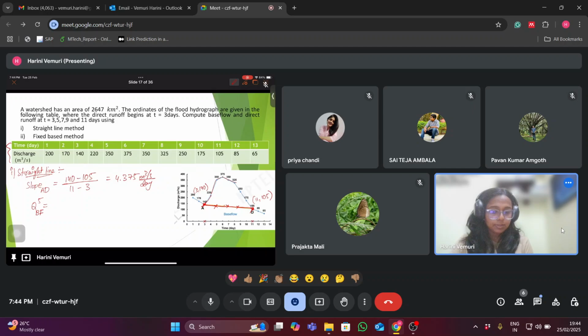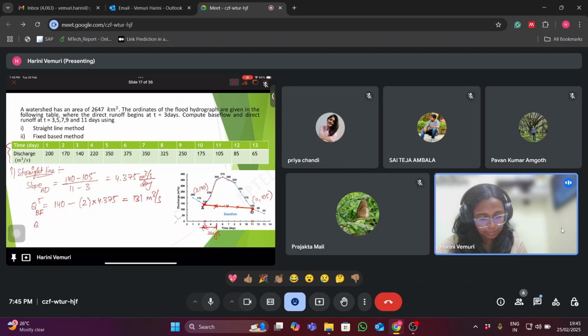From this point we are trying to calculate the ordinate at time equal to 5 days. So we take 140 minus, since this is 2 days, 2 into slope. That is equal to approximately 131 meter cube per second.